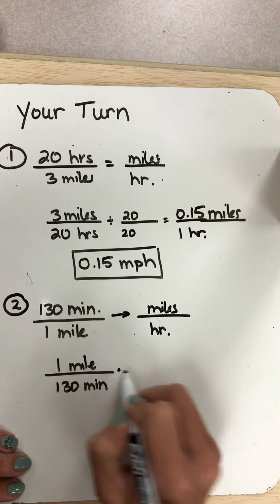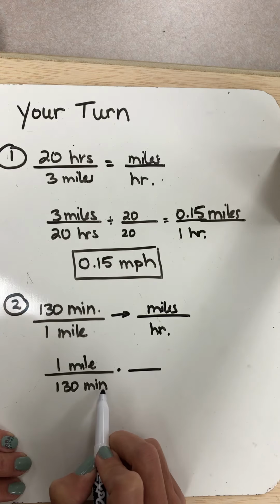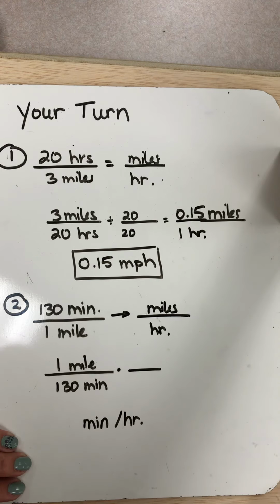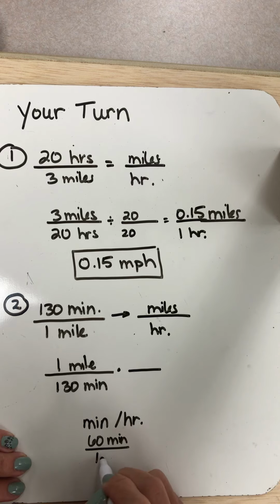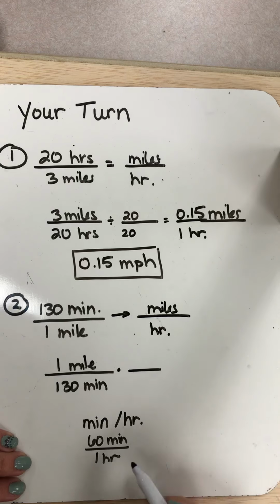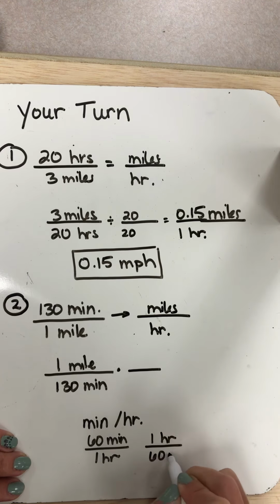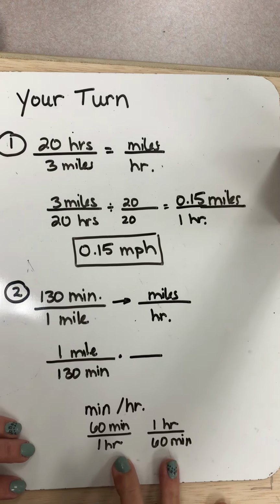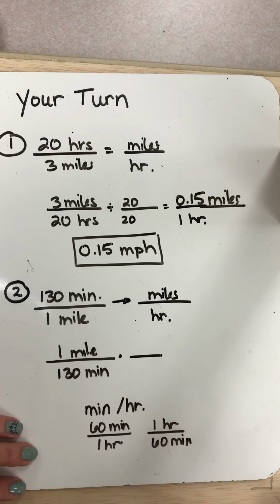So I'm going to multiply by a conversion factor. My conversion factor needs to have minutes and hours. I'm comparing minutes to hours. Well, I know that 60 minutes is in 1 hour. So this is going to be my conversion factor. I'm either going to do 60 minutes over 1 hour, or 1 hour over 60 minutes. Both of these are saying the same thing. They're both a form of 1. But it just depends on which one I want to use in order to get rid of the minutes.